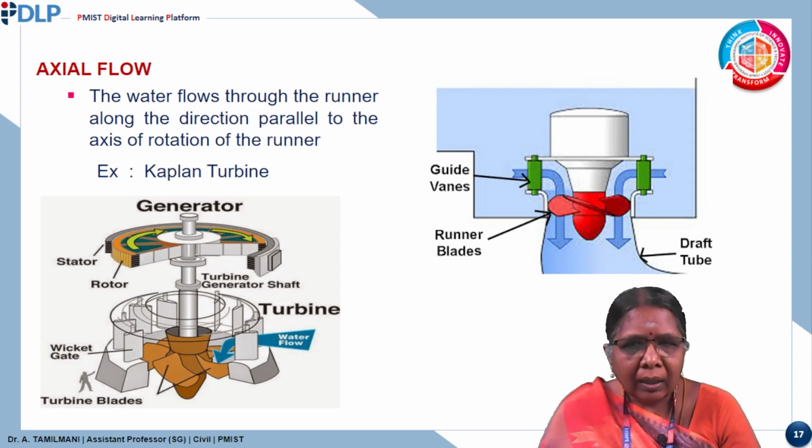In this turbine, the water enters the turbine in the direction parallel to the axis of rotation of the runner. So, when the water enters parallel to the direction of the shaft, it is called an axial flow turbine. Example, Kaplan turbine. These two images show the Kaplan turbine.